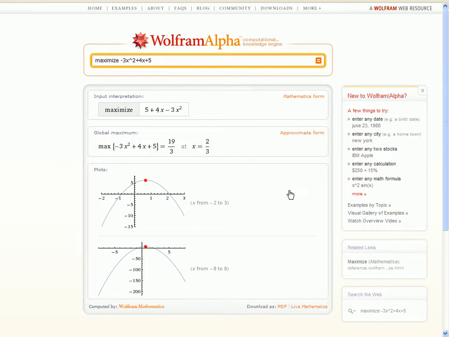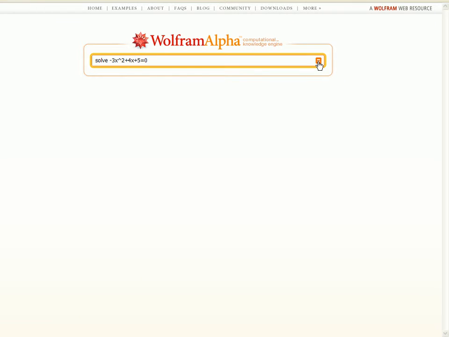The last thing I would like to show you is how to solve a function. Let's see how that works. Well, we again remove maximize, because for this example I stick to the same formula. We type in solve and then equals 0. Alright, hit compute and see what happens.